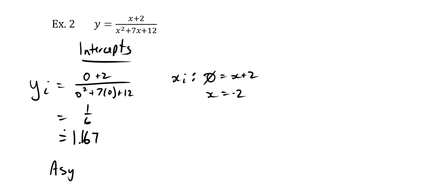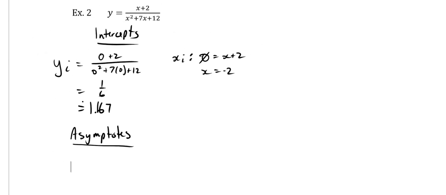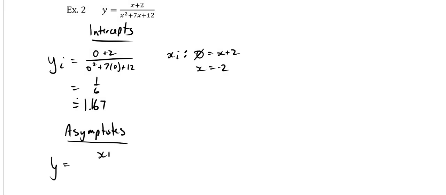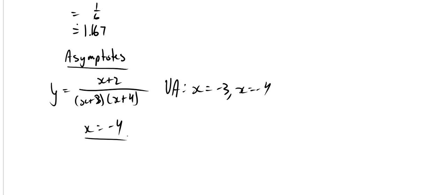Asymptotes. We often start, I got to factor this first, because we need to know where the bottom is 0, and we do that by factoring, and this one's pretty easy: x plus 3, x plus 4. So the vertical asymptotes are x equals -3 and x equals -4. So let's start with x equals -4. We'll work from left to right. Doesn't matter. Pick one. You just gotta be thinking and aware of which one you're doing and what you're doing.